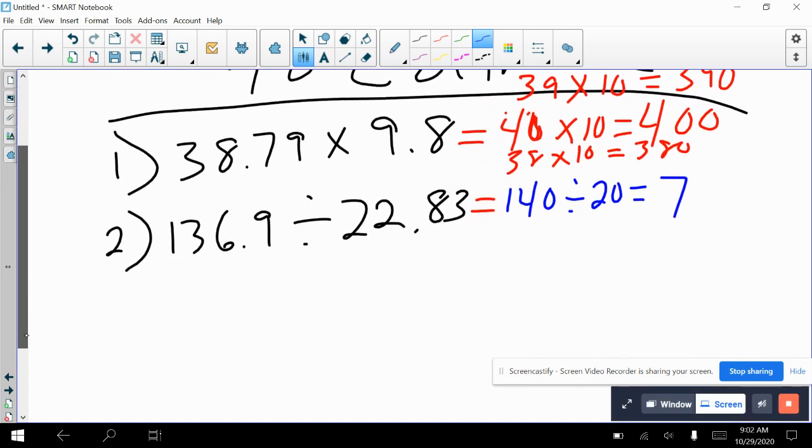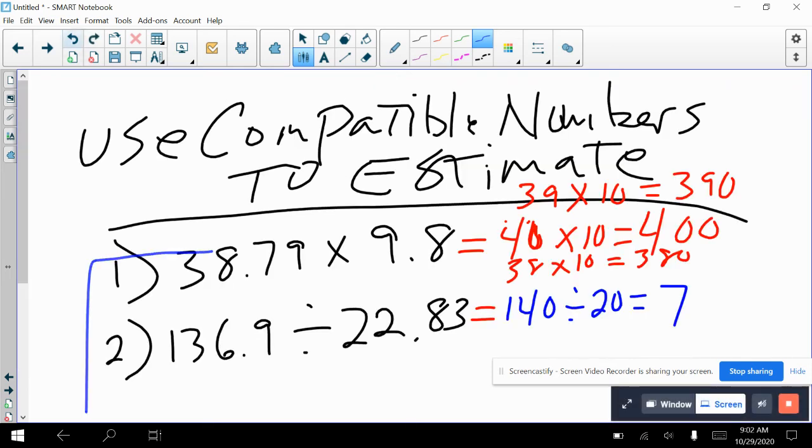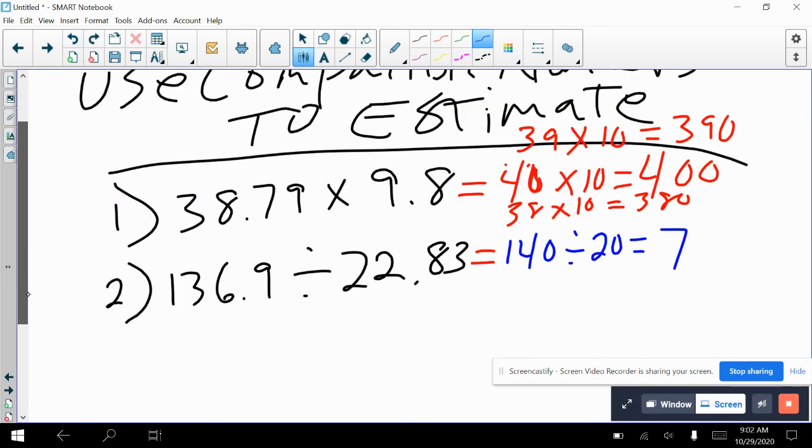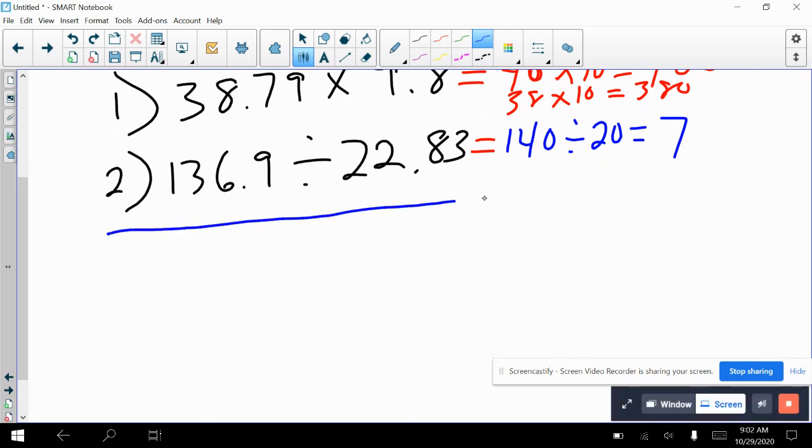Okay, so the takeaway here today is you need to read the directions carefully, whether you're rounding to the nearest or you're using compatible numbers or you're estimating.